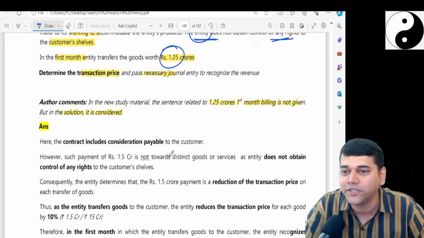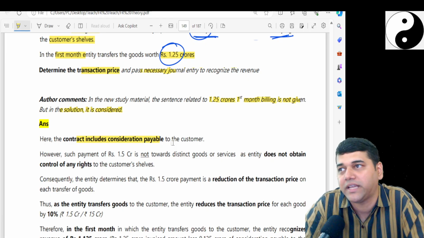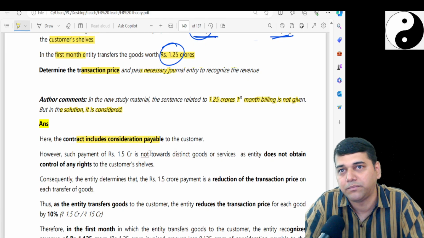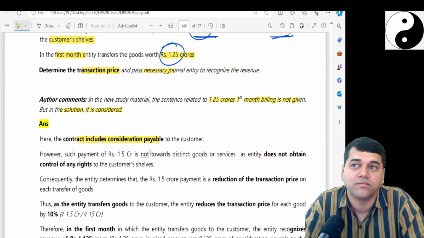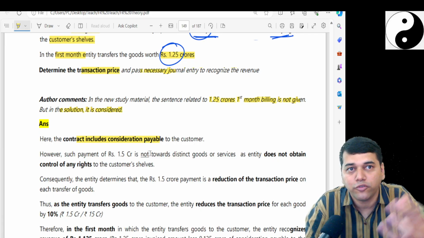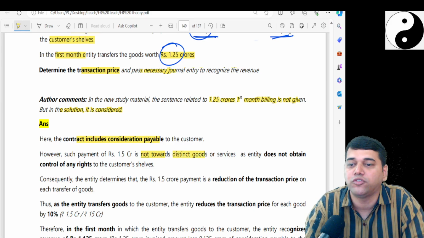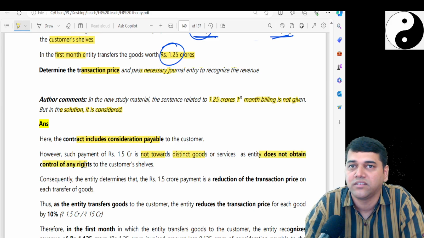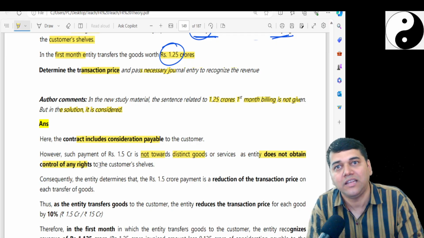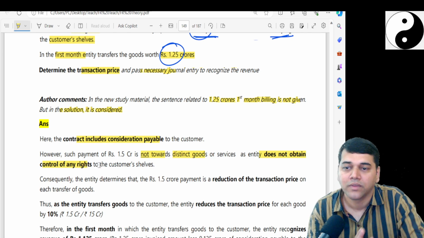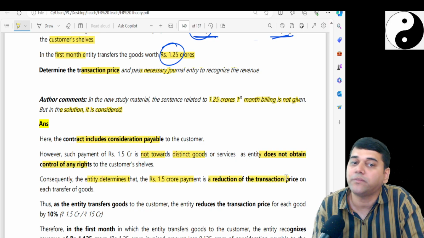Let us read the solution. The contract includes the consideration payable to the customer. Agree? Something the seller paid to the customer. Is it for distinct or not distinct? Not distinct, because you didn't get any rights. So the payment is not towards any distinct goods because you didn't get any rights, and this payment is useless unless you sell. Consequently, the entity determines that the 1.5 should be reduced from the transaction price.